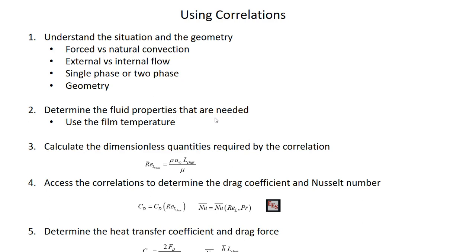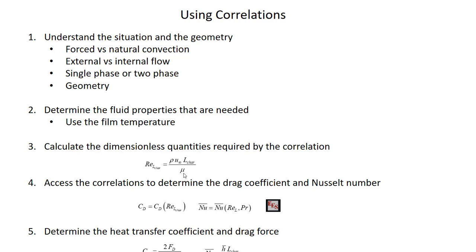Then you have to calculate the dimensionless quantities that are required by the correlation. The correlations require Reynolds number for the drag force, and Reynolds number and Prandtl number for the Nusselt number. Prandtl number is a fluid property, so that will be one of the properties that you calculate up here in step 2. Reynolds number you do have to calculate, though, and it's always defined the same way: rho times the characteristic velocity times the characteristic length divided by mu.